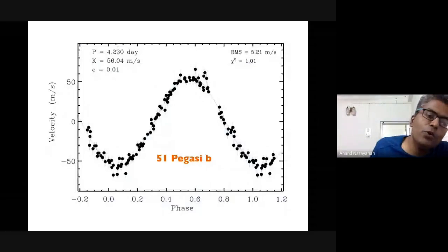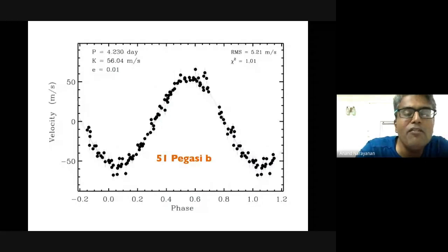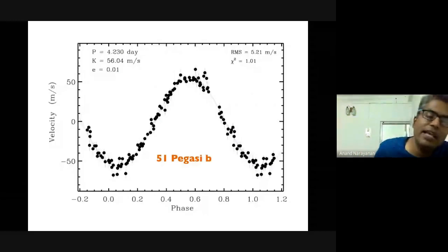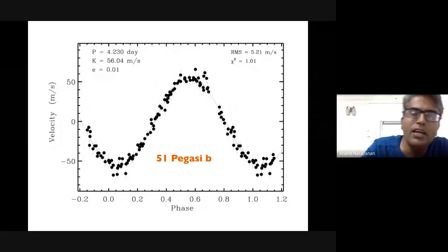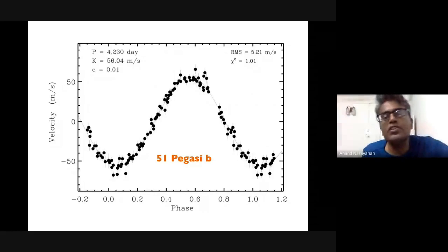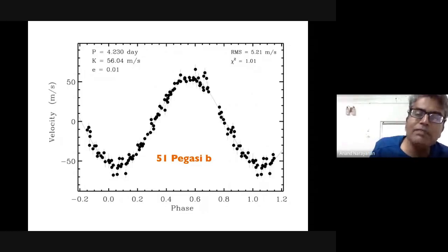What is shown along the y-axis is the reflex motion velocity, or the radial velocity, in units of meters per second, and along the x-axis is time period normalized to the orbital period. Each of the black dots that you're seeing are spectroscopic measurements of the star 51 Pegasi. And when they tried to fit it with the Keplerian model, they found out the parameters.